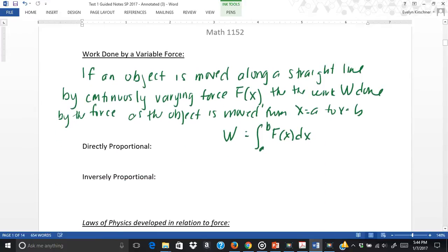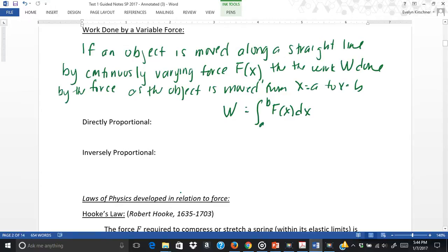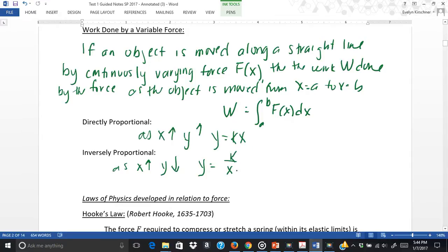Okay, so there's a whole bunch of rules, but before we get to them, I want to talk about what's directly proportional. If something is directly proportional, it means as x increases, y increases, and we might write it as y equals k times x. I have some proportionality constant. Inversely means as one increases, the other one decreases, so y might be k over x. A lot of times we'll talk about inversely proportional, maybe to the square.